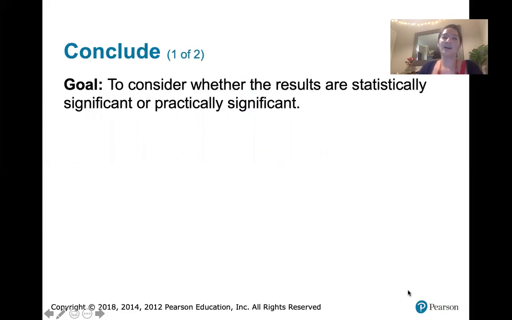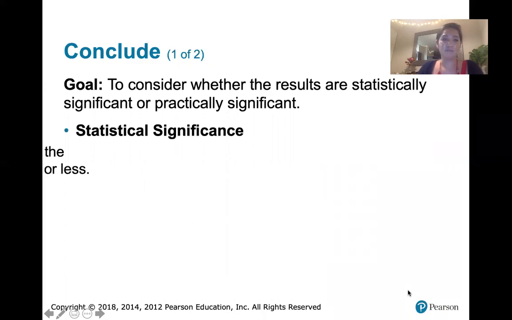Okay. Our goal is to conclude whether results are statistically significant or practically significant. Now, when we talk about whether something is statistically significant or not, that's going to vary based on a number. We'll get into that more later. There's going to be some way that we can measure that, and we're going to measure it better later in the semester. But here is Triola's definition.